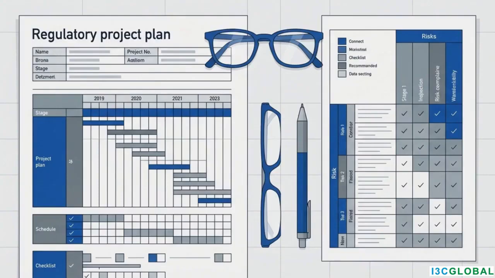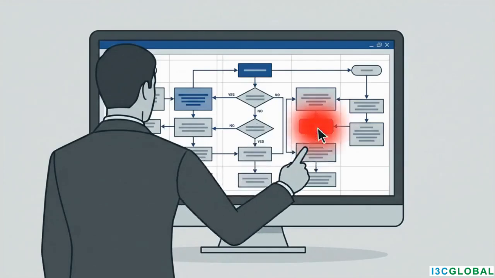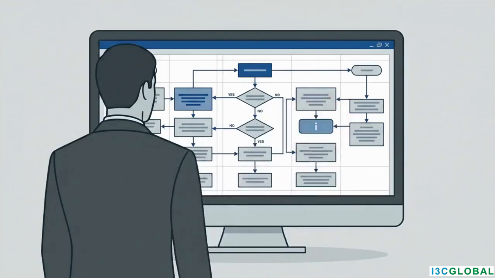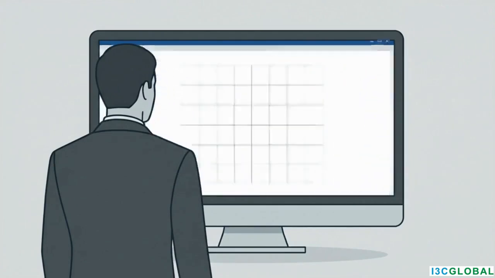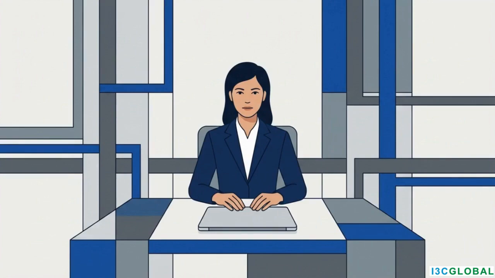Mapping a device's journey through these regulatory tiers requires absolute precision. A single error can force a manufacturer to restart the entire compliance process. You can manage this complexity with the right strategy.